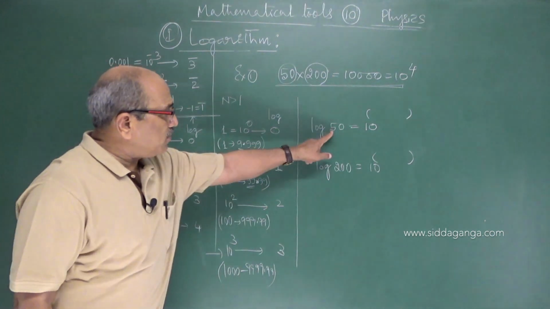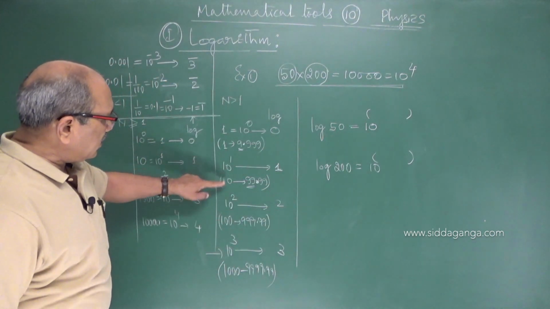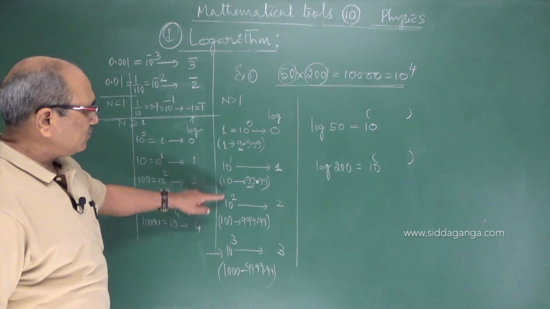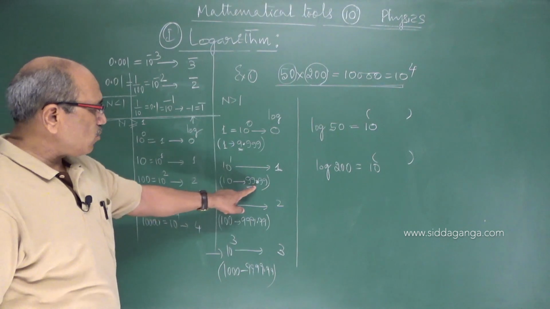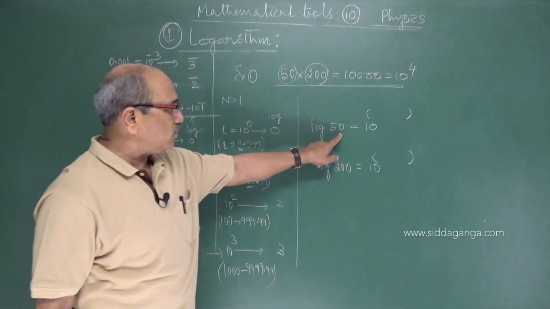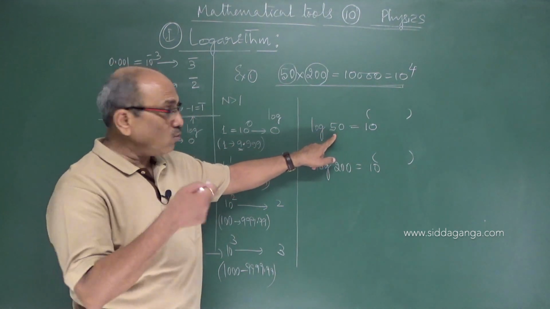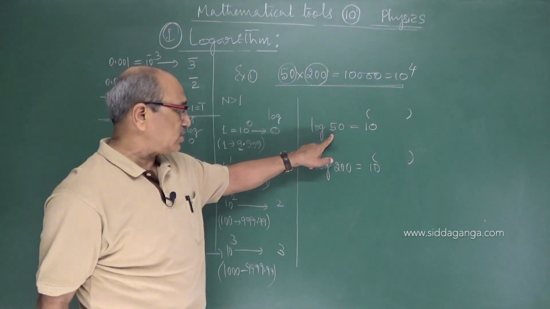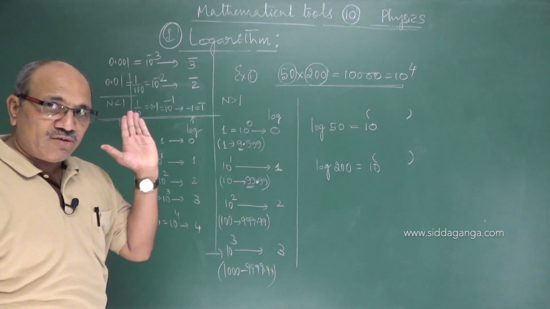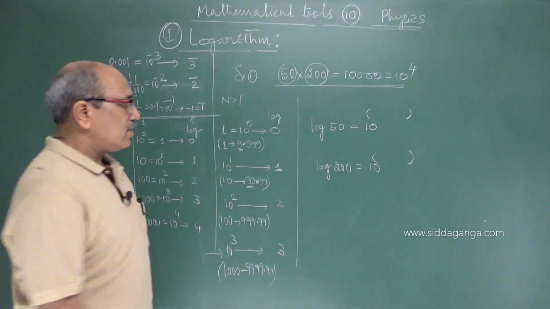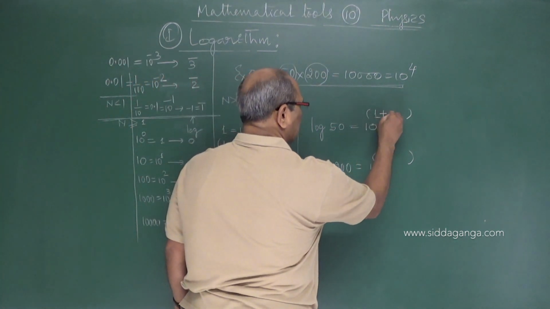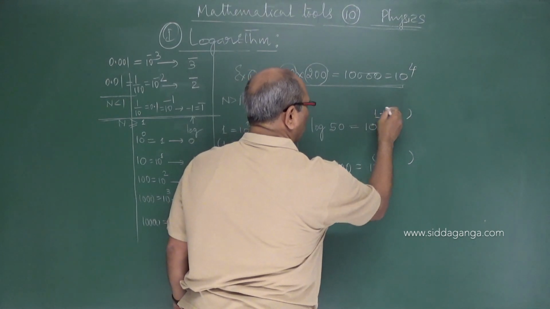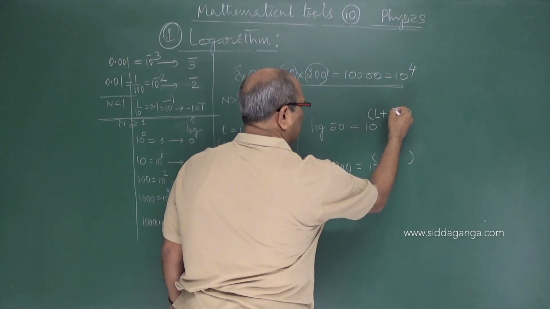Now 50 is a number between 10 and 100. It is between 10 and 99. How many digits are there? 50 has 2 digits in the whole number part; the fraction is not considered. So it is between 10 and 100, and the characteristic is 1. That is 1 plus something, and that something I have to get.